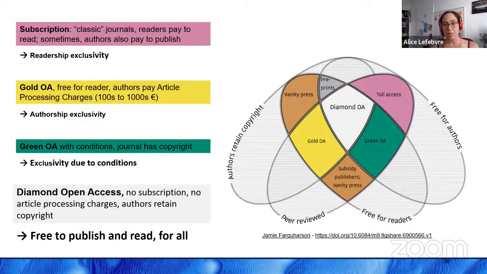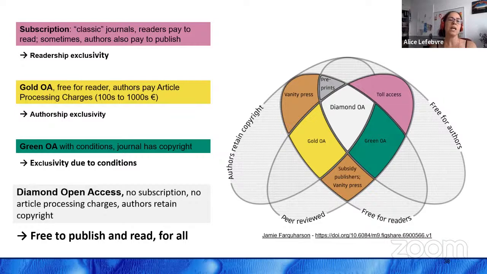Why do we talk about diamond open access? We have different types of journals where we can publish our work as scientists. The most classic are subscription journals, where the universities are basically paying for us scientists to get access. But that means there is a readership exclusivity, and a lot of people do not have access to those journals. Then there are the so-called gold open access journals, which are really great.